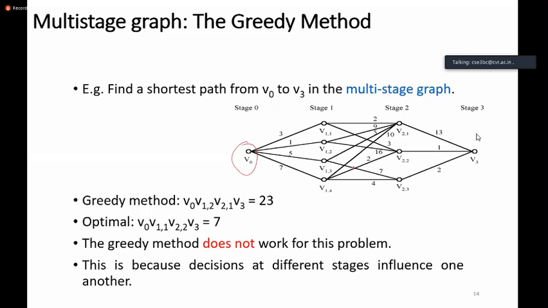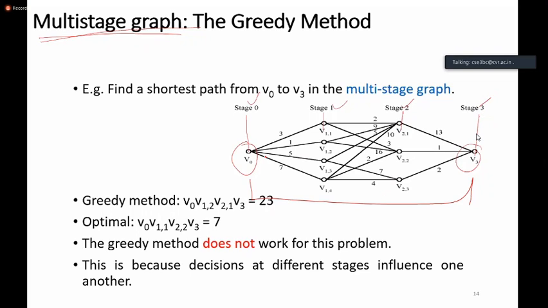Here, this is V2, V0. This is V3. I want to calculate the distance from V0 to V3. Let us take V0 as stage 0, this is stage 1, this is stage 2, and this is stage 3. That's why we call this a multi-stage graph. Many stages are there in this graph.